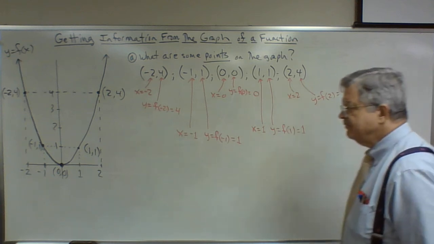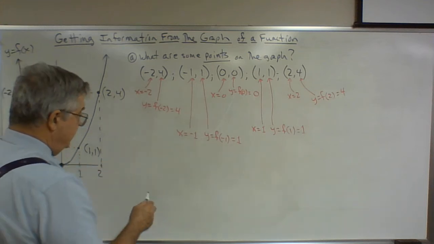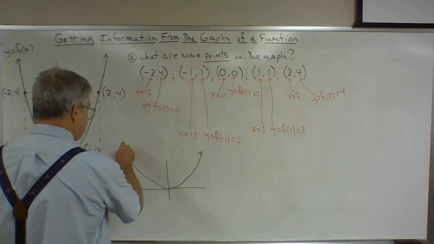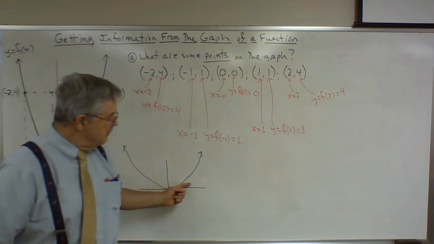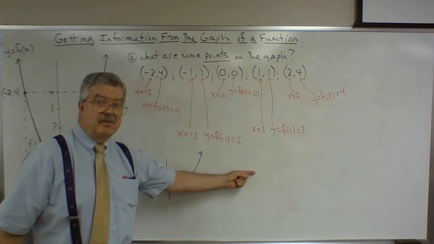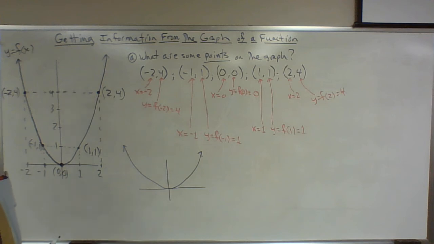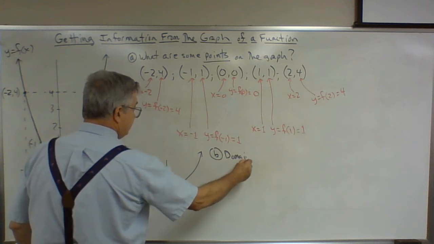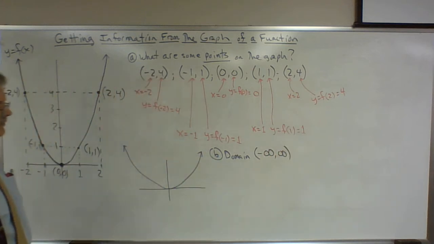The domain. From this graph, it may be hard to tell what the domain is, but suppose that I zoom out and show what the graph looks like. I'm going to zoom out, and when I zoom out, this is what the graph looks like. So it looks like the graph goes to the right all the way to infinity. It looks like the graph goes to the left all the way to infinity. So the domain is the set of all real numbers from negative infinity to positive infinity, that interval.